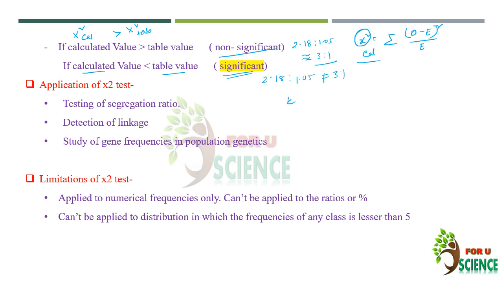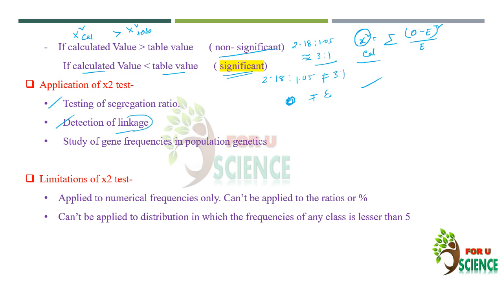Our observed frequency is not equal to our expected frequency. In which case we can apply the chi-square test for the estimation or testing of the segregation ratio, which we have seen here, for detection of linkage, whether there is a presence of linkage or not.